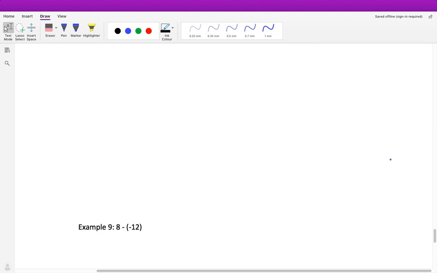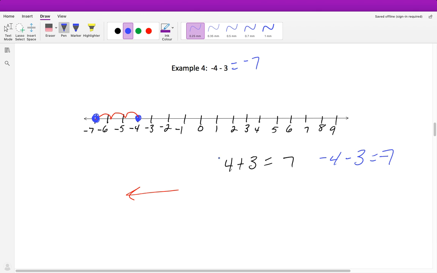Don't these look awfully similar? 4 plus 3 is 7, and negative 4 minus 3 is negative 7. If we have two of the exact same signs, so both are positive, we can add them, and our answer is positive. If we have two of the same signs and both are negative, we can still add them. 4 plus 3 we know is 7, and since both of these signs were negative, the answer is just negative 7.